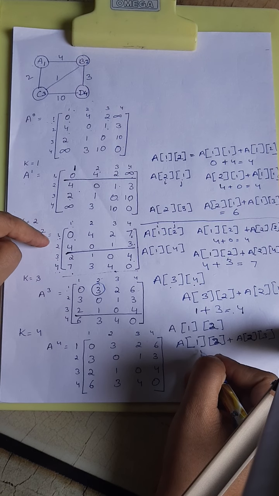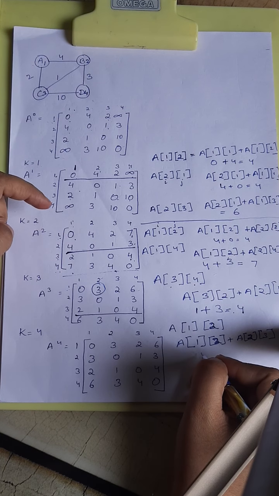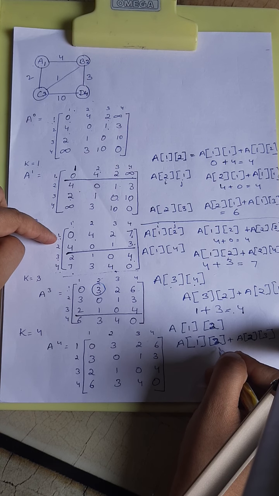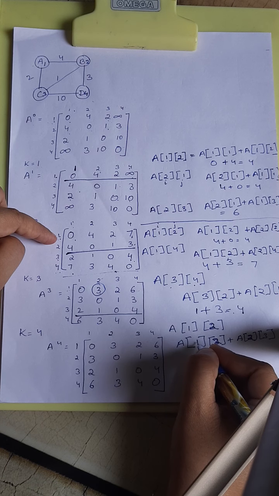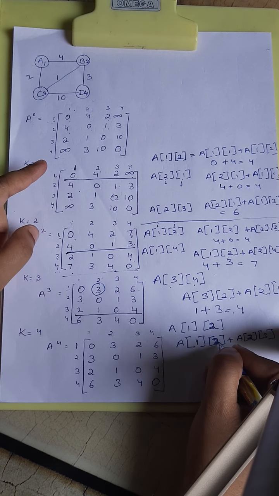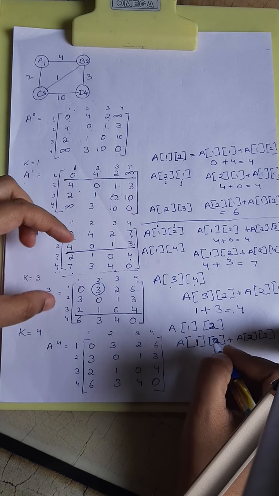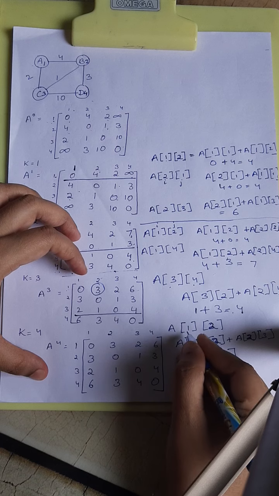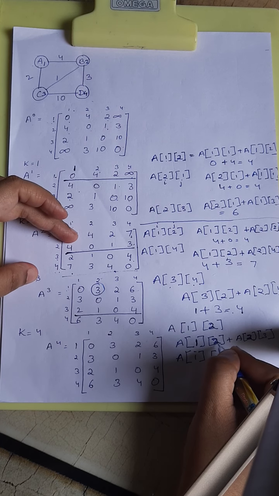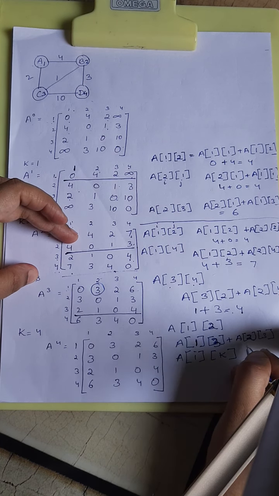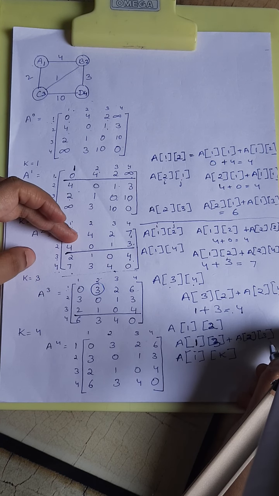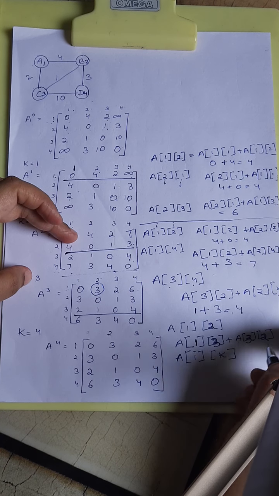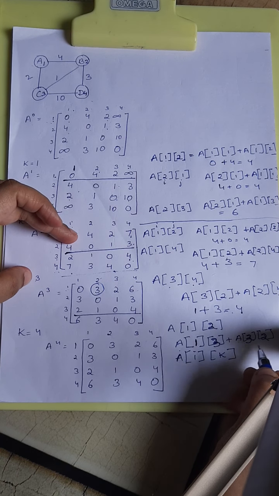So the value from 1 to 2, we have to take a of, sorry, I am getting confused with this, you have to take a of ik. The value of i is 1, the value of k is 3. So you have to take 1, 3. Then you have to take a of kj. So k value is 3, j value is 2. So it is a of 1, 3 plus a of 3, 2.